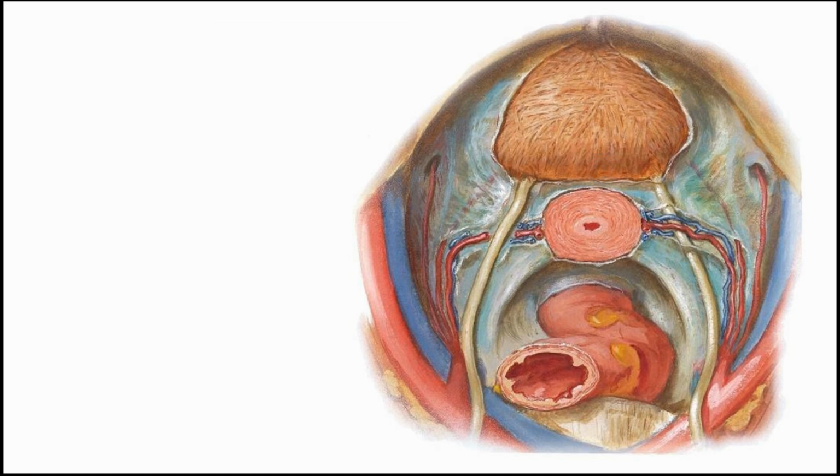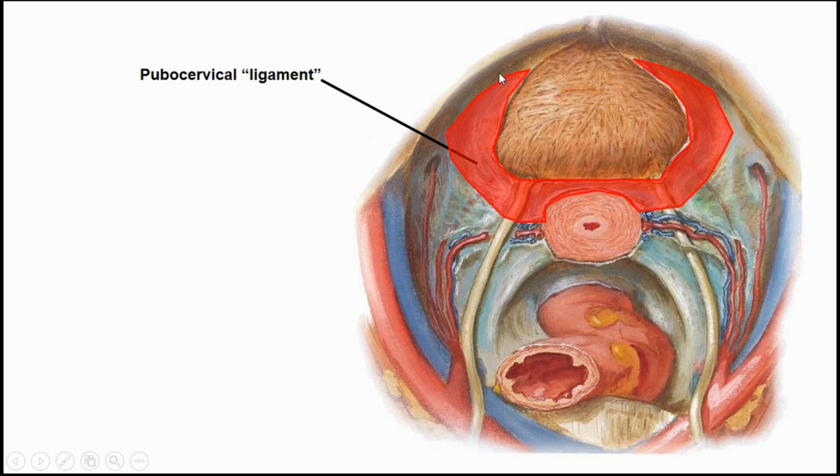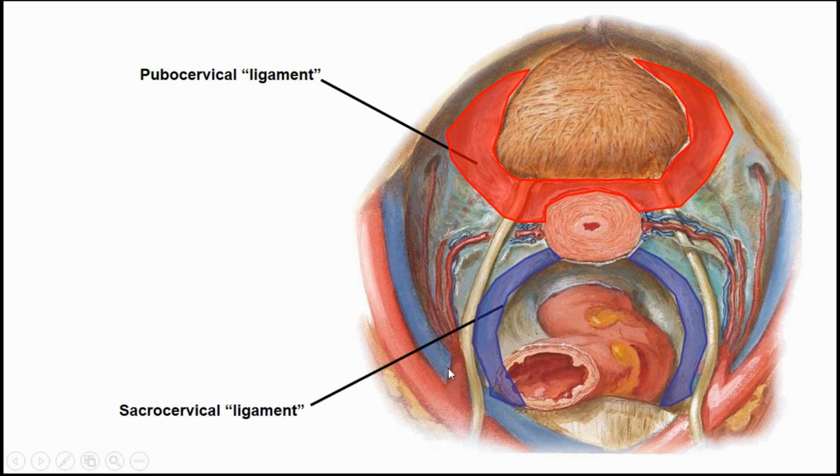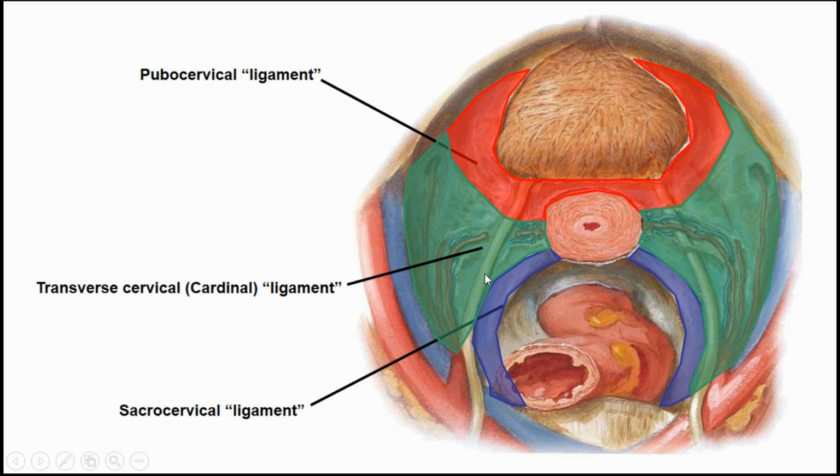Now, the cervix is anchored in place by some very strong but kind of sheet-like ligaments deep to the peritoneum. There's the pubocervical ligament, which basically helps anchor the cervix anteriorly to the pubic bone. We've got the sacrocervical ligament right here, making some of the boundaries of that recto-uterine space. And then the largest one, and the one that contains the actual vessels going to the uterus and the vagina, is the transverse cervical ligament, also known as the cardinal ligament.